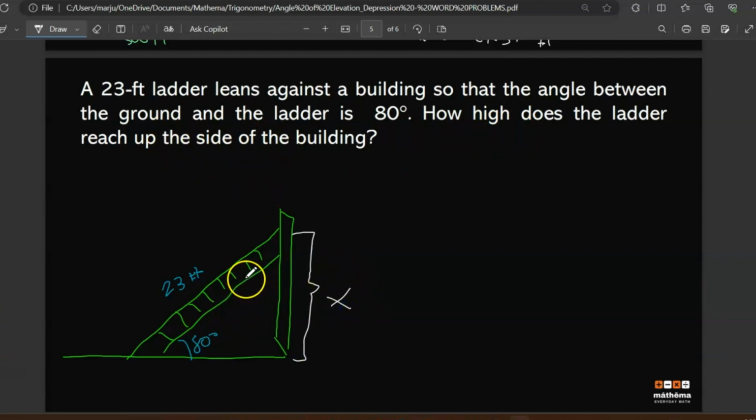So from this, we are going to set up our trig ratio. We have here the angle, we have the opposite, and this is the hypotenuse. So we are dealing with sine, opposite over hypotenuse. We will write sine 80 equals the opposite, which is our x, over the hypotenuse 23. So cross multiply, x is just equal to sine 80 times 23.